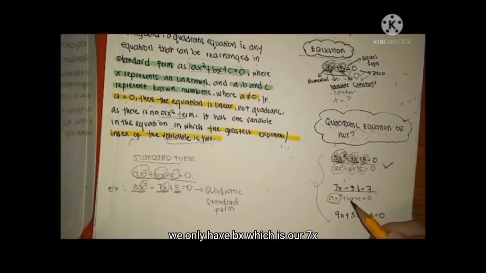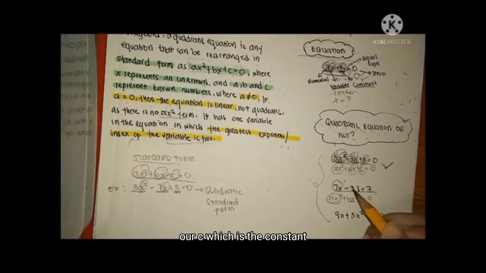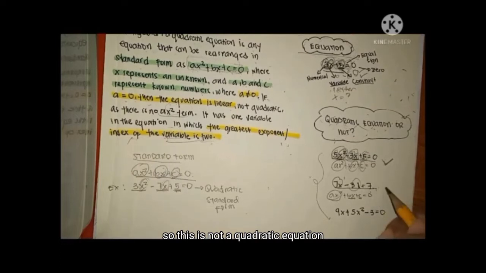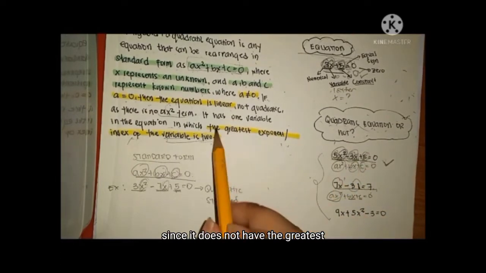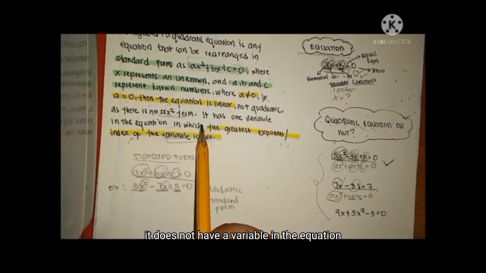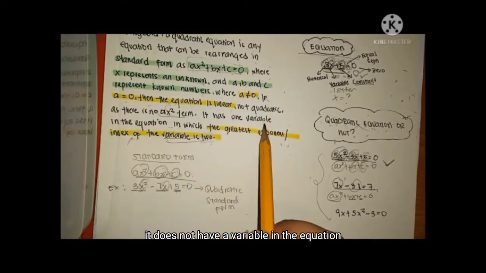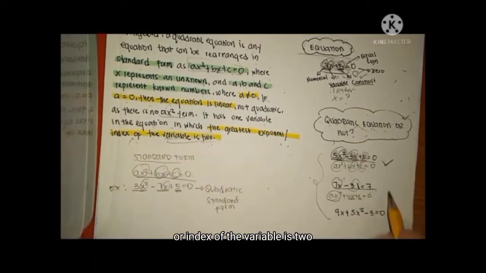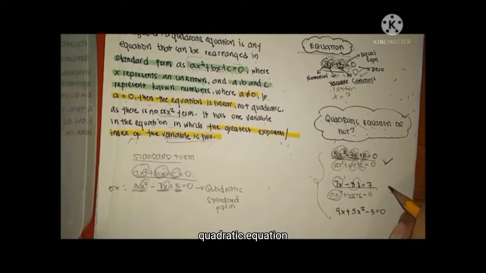We only have bx, which is our 7x, and c, which is the constant. So this is not a quadratic equation since it does not have a variable in which the greatest exponent or index of the variable is 2. So this is not a quadratic equation.